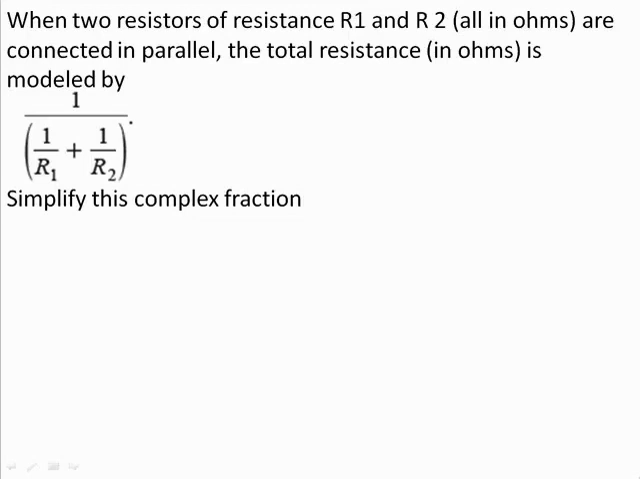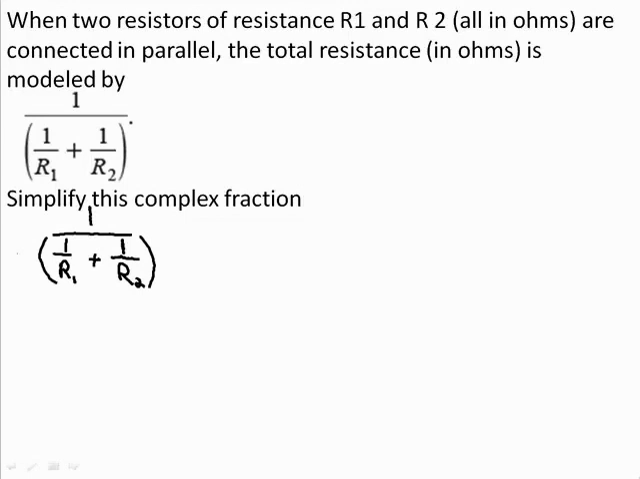When two resistors of resistance R1 and R2, all in ohms, are connected in parallel, the total resistance in ohms is modeled by 1 divided by the quantity 1 divided by R1 plus 1 divided by R2. Simplify this complex fraction. Start by adding the two fractions in the denominator. 1 divided by R1 plus 1 divided by R2.